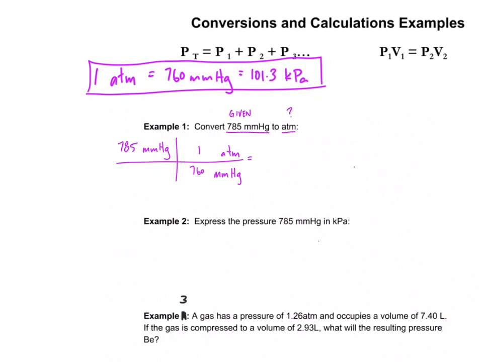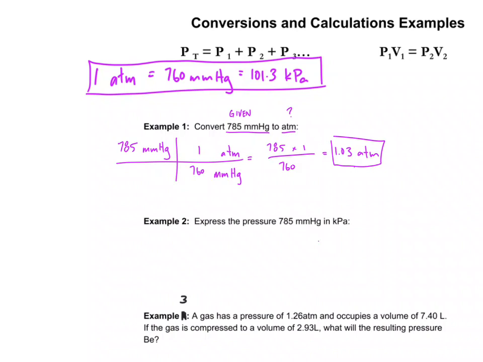So now I calculate 785 times 1, all divided by 760. Gives me approximately 1.03 atmospheres. So what this says is 785 millimeters of mercury is equivalent to 1.03 atmospheres. So let's try another one.